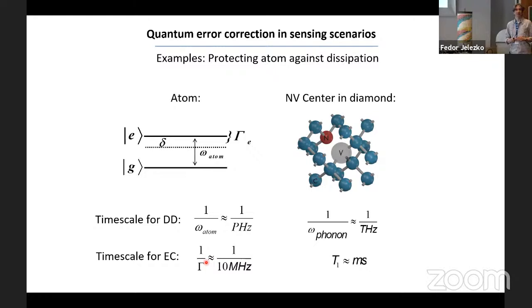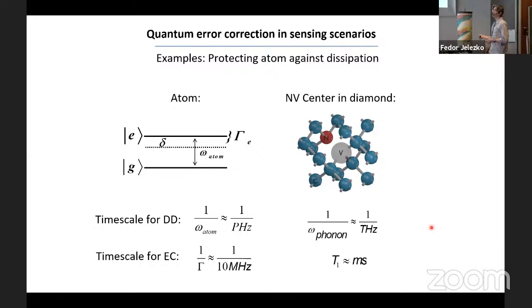Applications of NV centers to sensing. The T1 time of an NV center, which is on a millisecond time scale, is given by interaction with phonons, and not by direct interaction between spin levels, but by a Raman type process. If you want to freeze these dynamics with dynamical decoupling, you need to drive faster than the very high frequency phonons in diamond. In the case of quantum error correction protection, you need to drive faster than the decay, so faster than the millisecond. So it can be another interesting application.